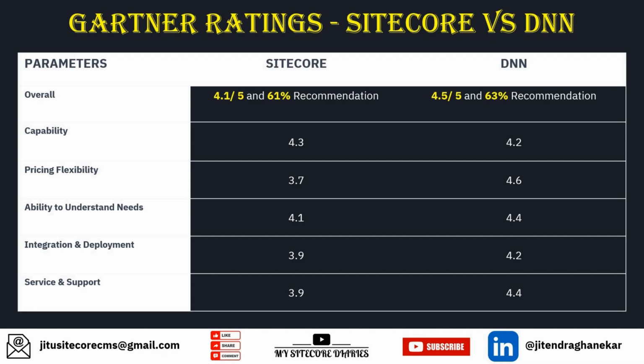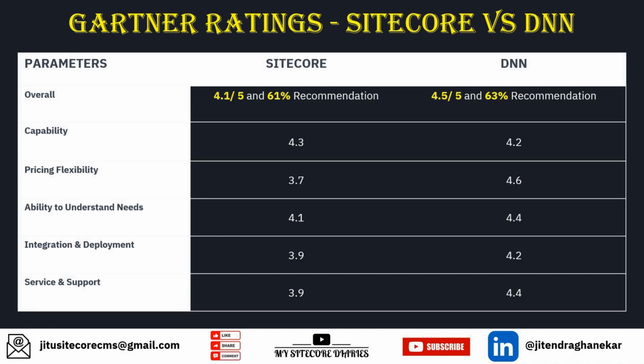Now if you see the capability of Sitecore, it is 4.3, whereas DNN got 4.2. Pricing flexibility, price is something where Sitecore is really bad, that is 3.7, and DNN is 4.6 because it's free. Ability to understand the needs 4.1, whereas DNN 4.4. Integration and deployment 3.9, service and support 3.9, whereas for DNN, integration and deployment 4.2 and service and support 4.4. Now you might see that Sitecore has bad ratings compared to DNN.